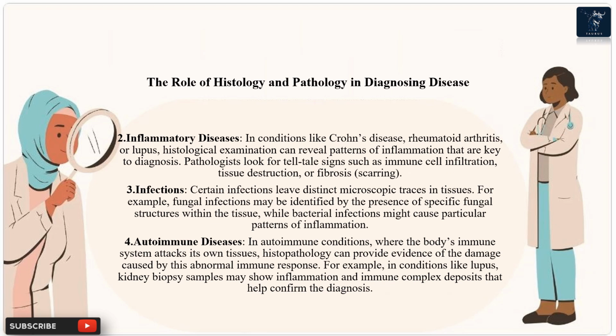Four, autoimmune diseases. In autoimmune conditions, where the body's immune system attacks its own tissues, histopathology can provide evidence of the damage caused by this abnormal immune response. For example, in conditions like lupus, kidney biopsy samples may show inflammation and immune complex deposits that help confirm the diagnosis.